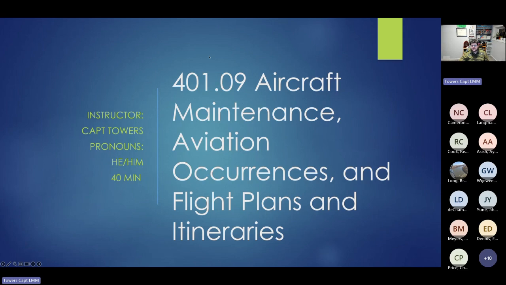So once again, Captain Towers, 401.09, aircraft maintenance, aviation occurrences, and flight plans and itineraries. We're going to talk about the important aspects of aircraft maintenance and some types of aviation occurrences. We'll cover flight plans and itineraries, including when to file them and how to close them. At the end of the class, you should be able to describe different requirements related to aircraft maintenance, identify and describe aviation occurrences, and describe flight plans and itineraries, and identify when to file them and how to close them.